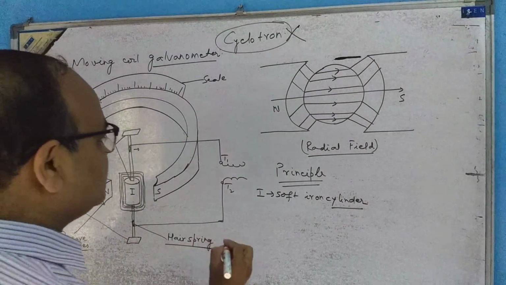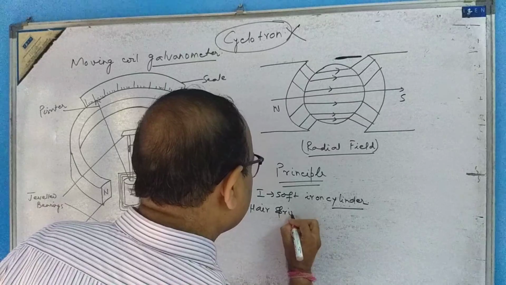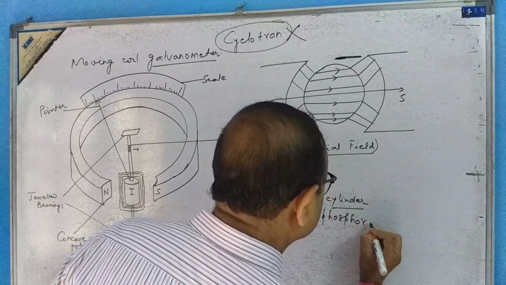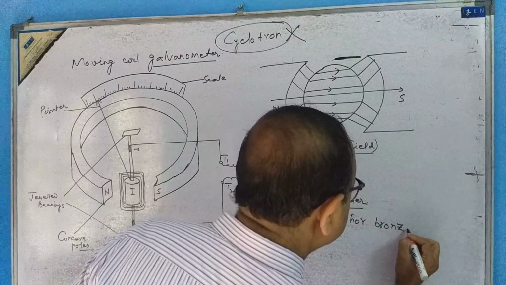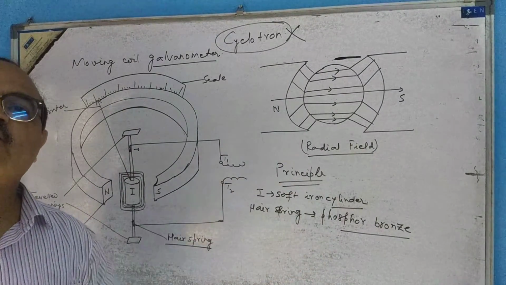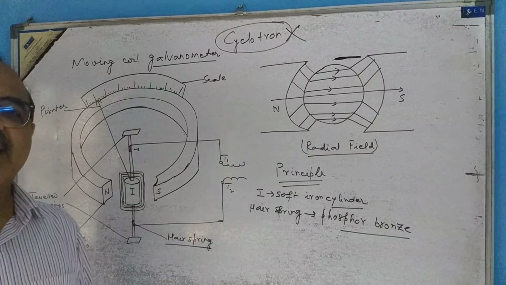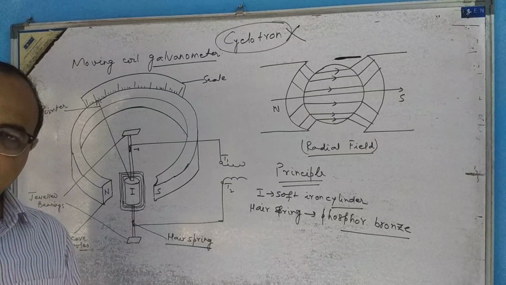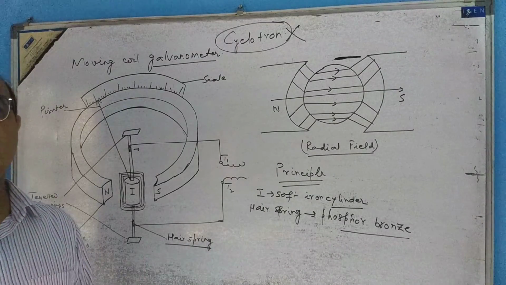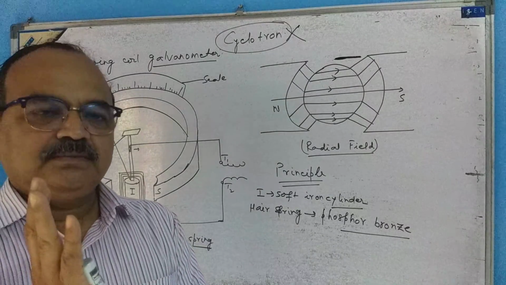What is this hairspring? Hairsprings are made up of a material known as phosphor bronze. I just tell you, phosphor bronze is a very good elastic material. Moreover, it is non-magnetic, but it's a very good conductor of electricity also. These are the characteristics of this phosphor bronze.